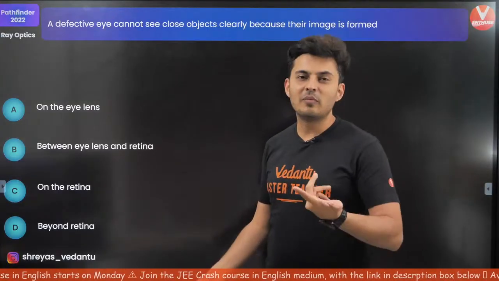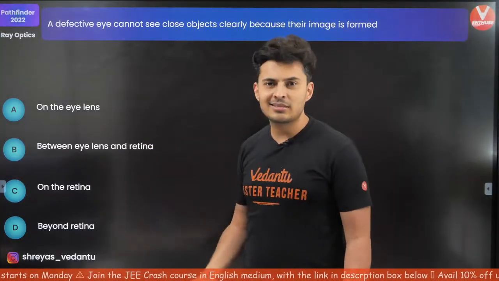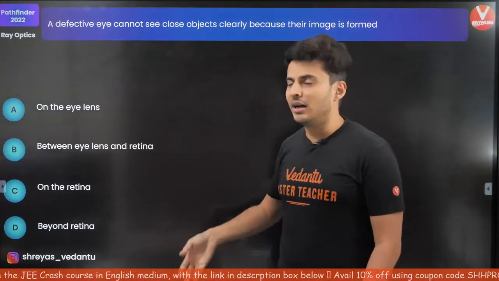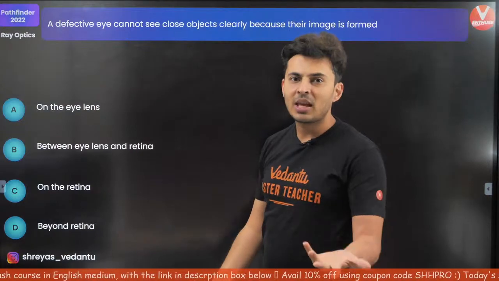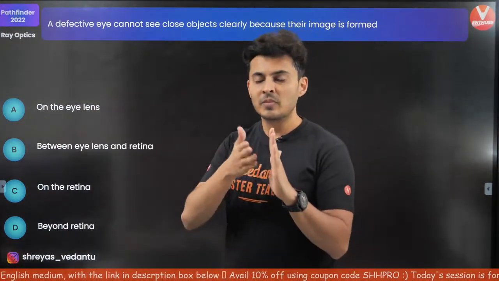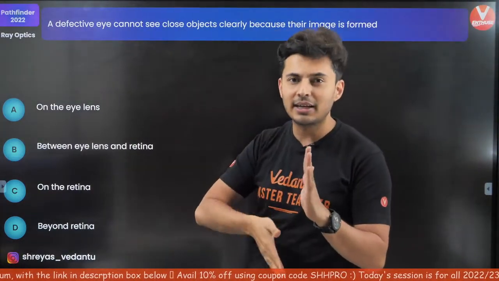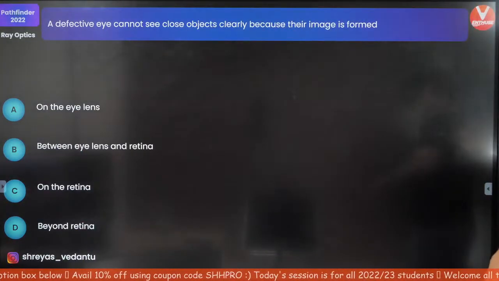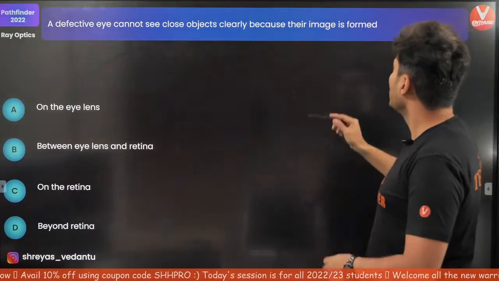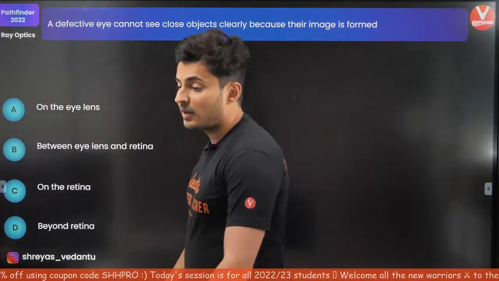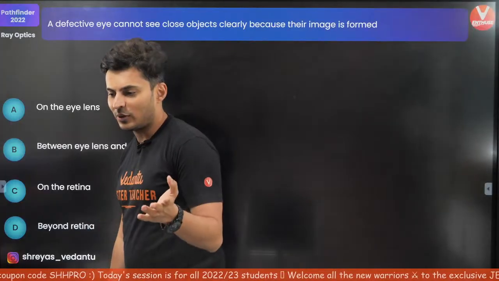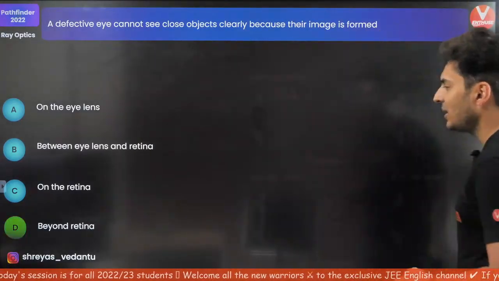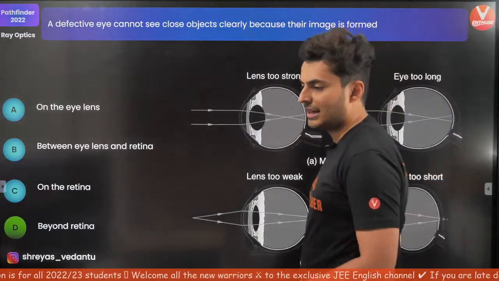Guys, some options are obviously eliminated. On the eye lens, come on, how can it form on the lens? Number 2, if it is on the retina, then how is it a defective eye? If it's a defective eye, then the image is not formed on the retina, right? So C and A options are automatically eliminated. Obviously, do you guys get it? Okay, so then where is it formed? Many of you are saying B. Some of you are also confused between B and D. See guys, the actual answer is D. It is beyond the retina.